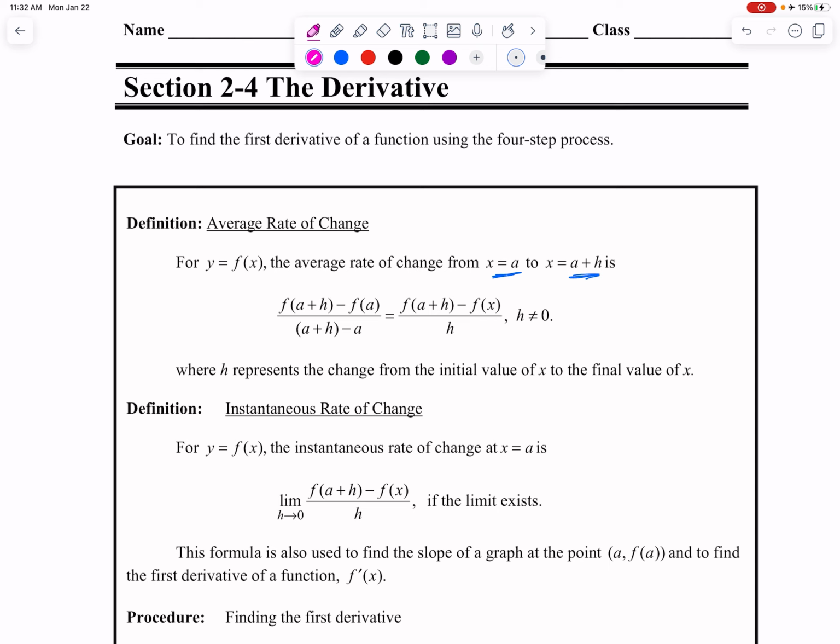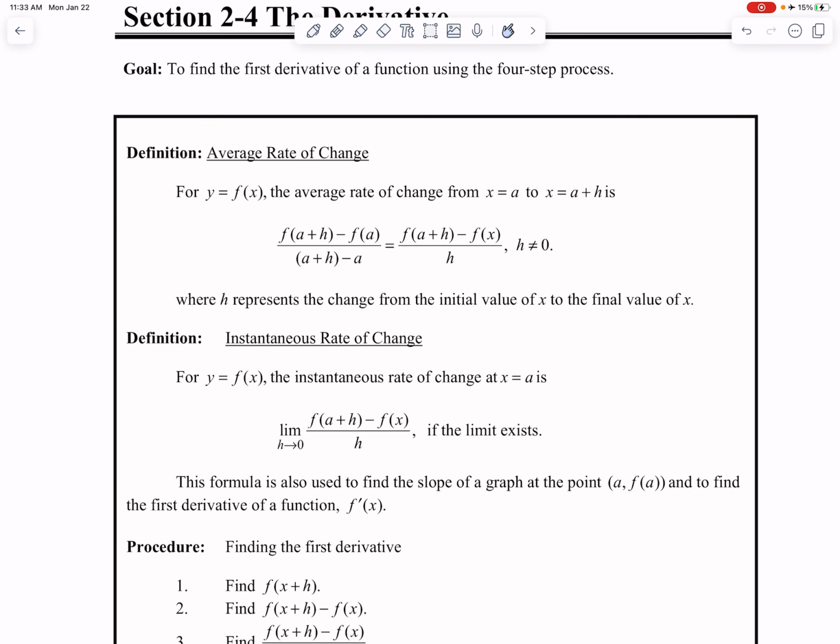So we have the difference of y's over the difference of x's, which we are familiar with. And if we look at simplifying this, we notice that we have a plus h minus a, so we're just going to be left with h. So really, as long as h isn't 0, our formula for the average rate of change is our y value at a plus h minus the y value at a, all over that change that we made, the difference in our x values, so h. And we'll use that a little bit today. Remember, h represents our change from our initial value of x to our final value of x, so that's the difference.